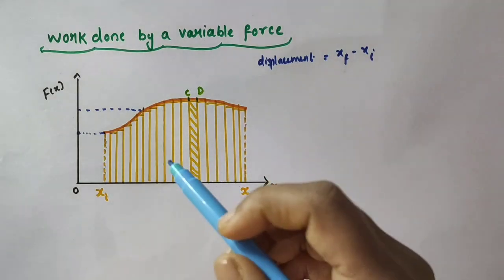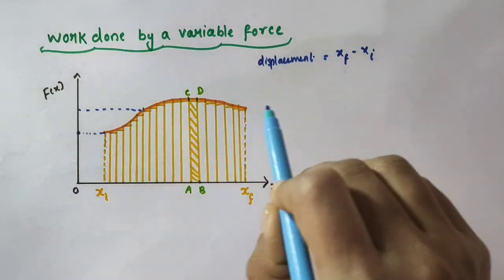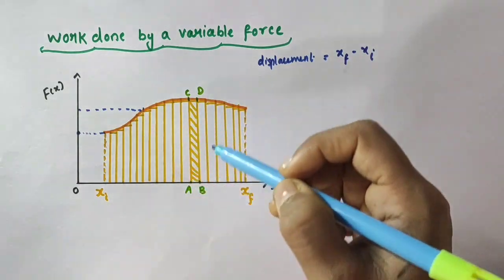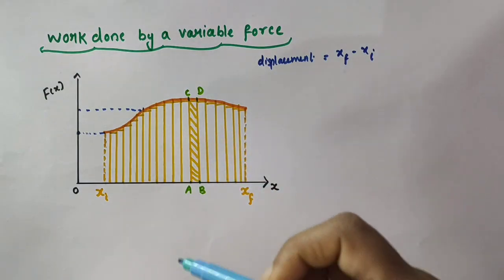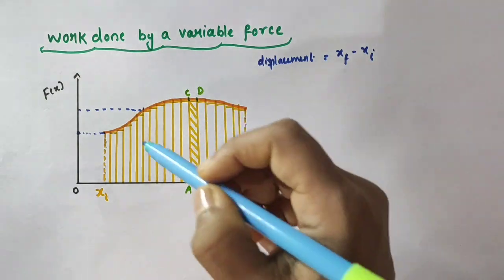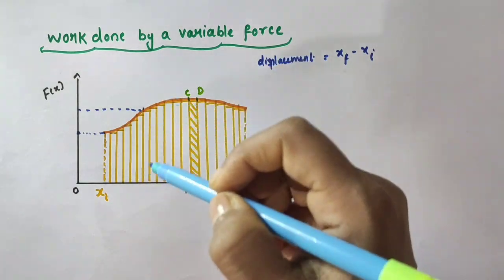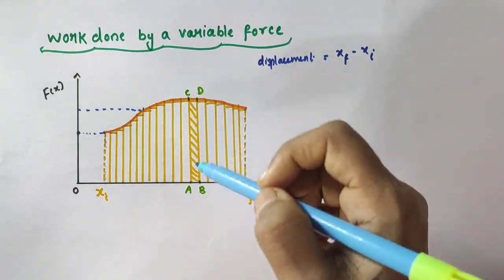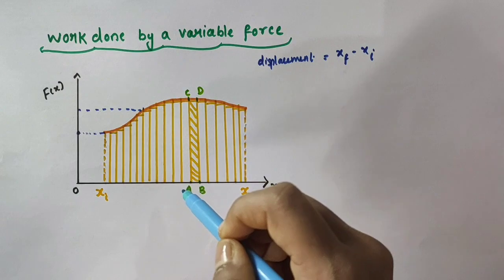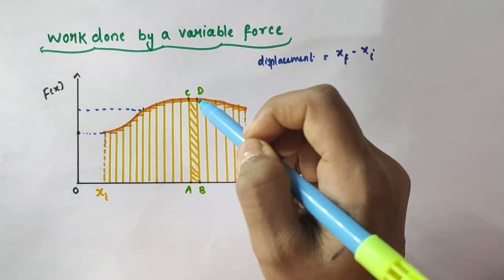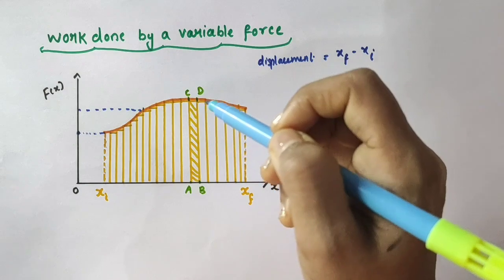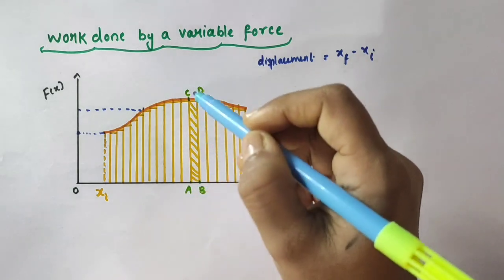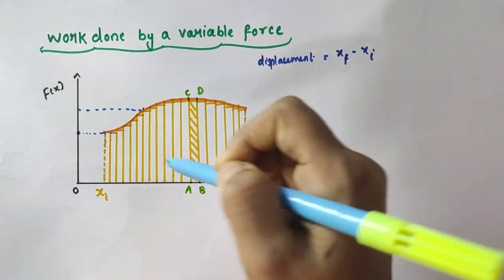Now here you see, I have just divided the whole area under this graph into small successive rectangular areas. We just want to divide them into small areas, that's all. Now just consider a small area element. Let this point be A, this is B, this is C, and this is D. So I am finding the area of the small rectangular element ABDC.